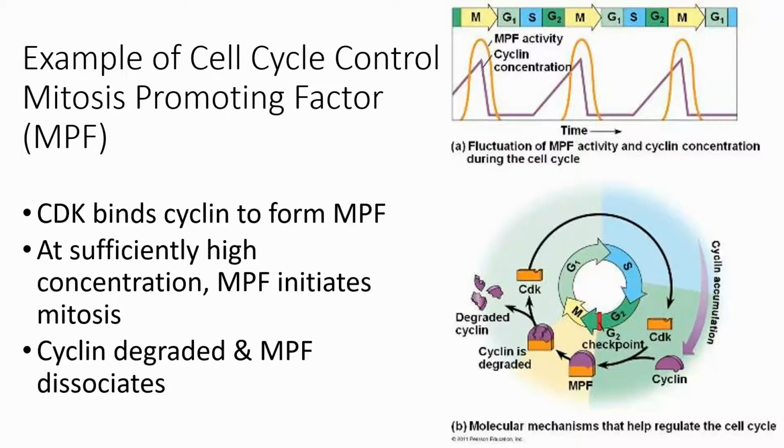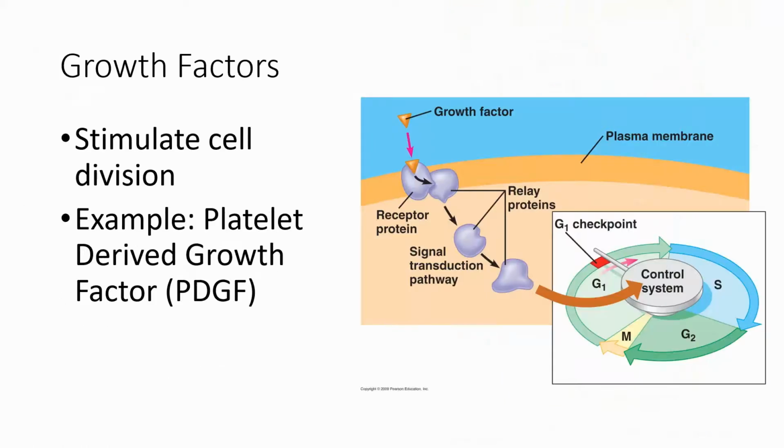So there is an important cell cycle CDK/cyclin compound. It's called mitosis promoting factor, or MPF. It is involved in the M checkpoint, and so when CDK and cyclin bind to each other and form this MPF, it's going to initiate mitosis, and then it's degraded. The cyclin MPF breaks apart and is no longer able to signal, hey, let's go into mitosis.